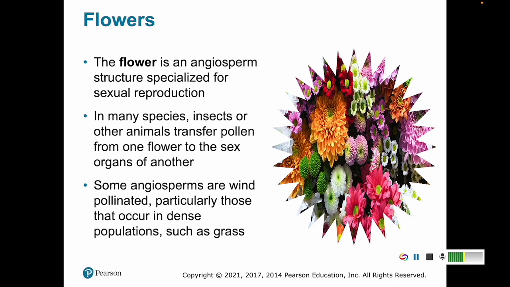However, some angiosperms are wind pollinated, and that especially occurs in dense populations like grass that don't need to travel much distance. And what we see in a lot of those angiosperms that are wind pollinated is, since they don't need to attract insects, they don't create as much of a bright, showy, attractive flower compared to what other angiosperms would produce.